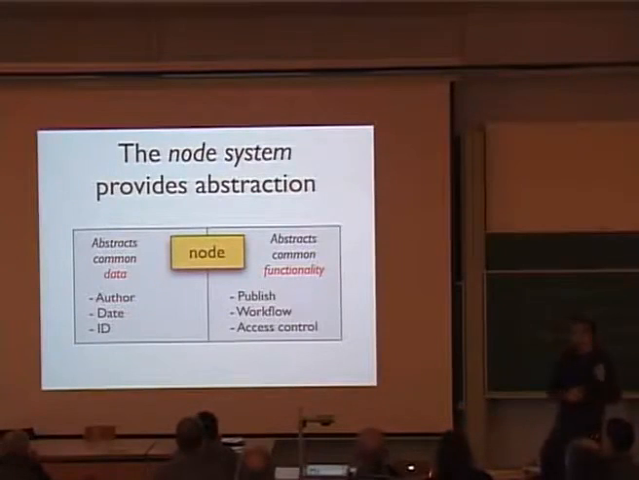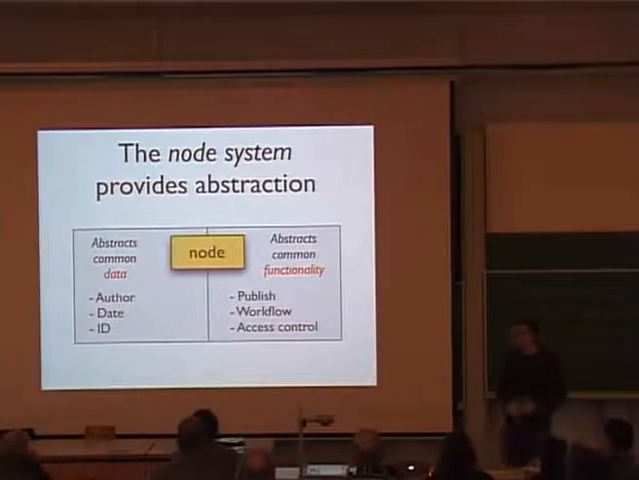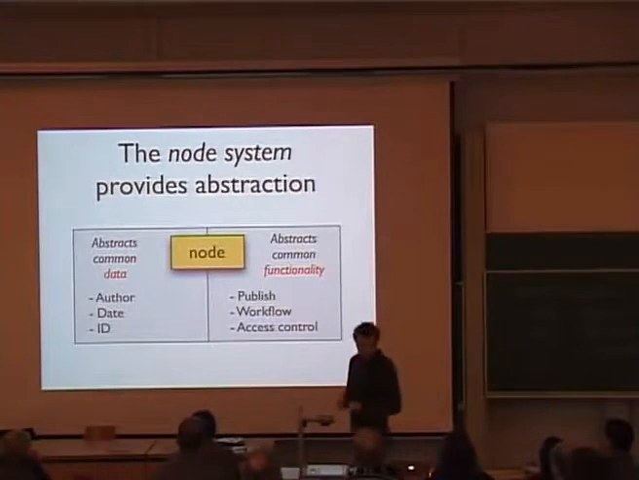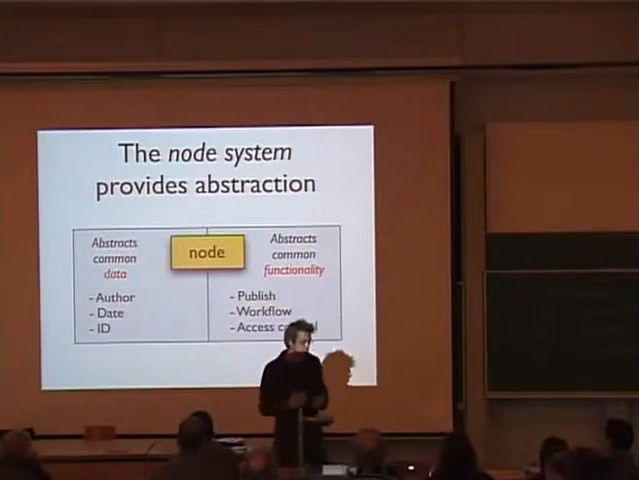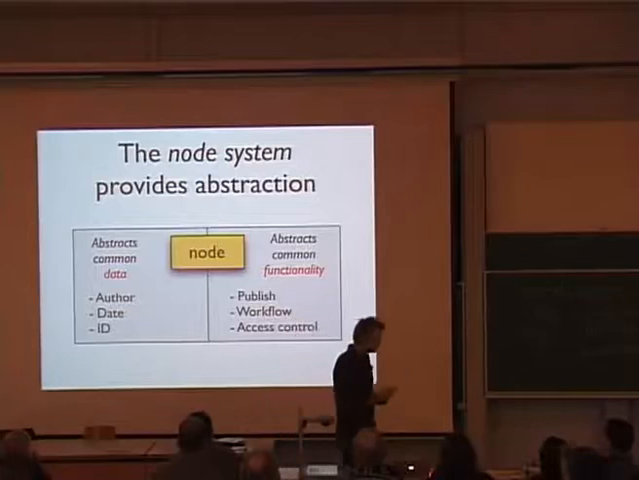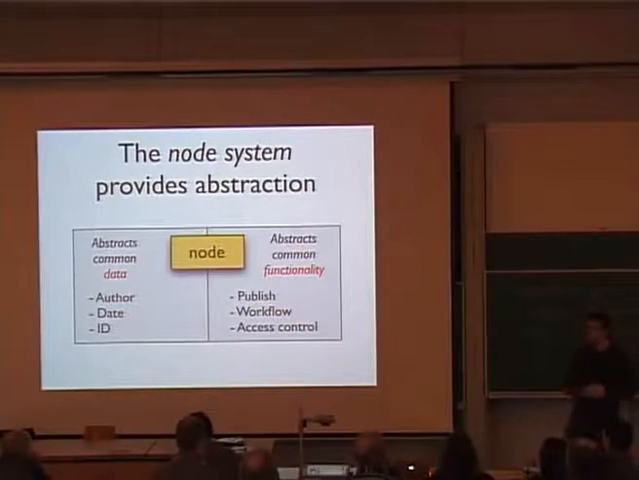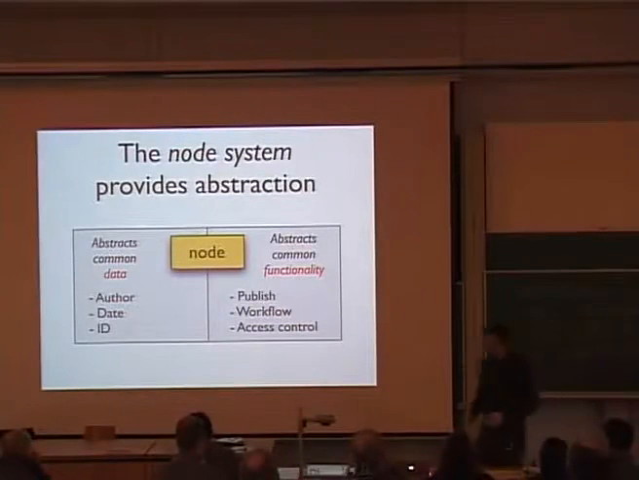On the one hand for the data, so every node has a number of common fields, like every piece of content in the system has an author, has a date, has an ID. But also, on every piece of content in the system, you want to perform a number of operations. Okay, so you want to publish content, you want to provide workflow and access control on that content, and the node system abstracts all of that.